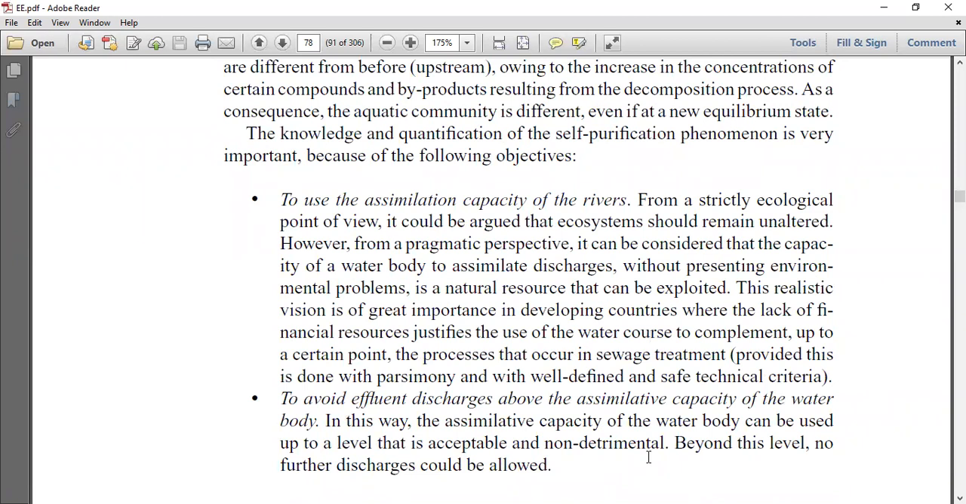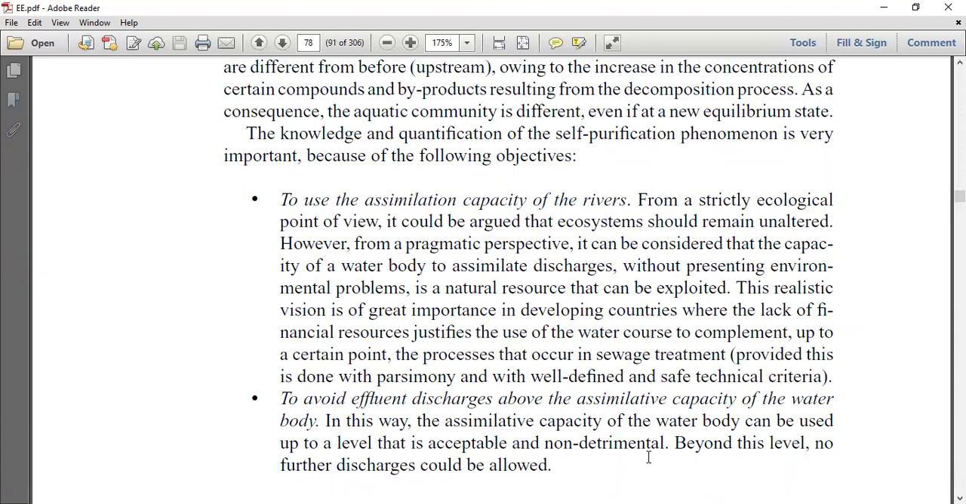So what is the assimilating capacity of the water body? Just take an example: we have a jar of water, and in periodic time we add a spoon of salt in a frequent manner. After some time, the salt is not dissolved in that particular water. So we can say that the water is at a saturation capacity.